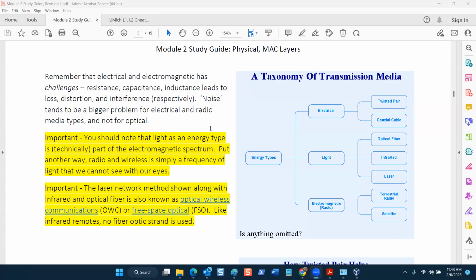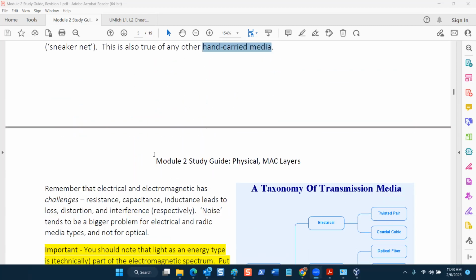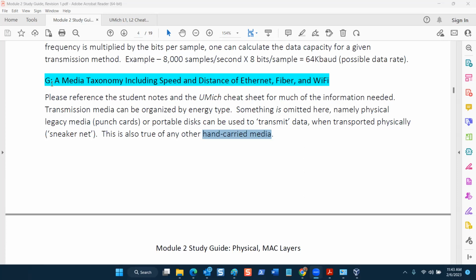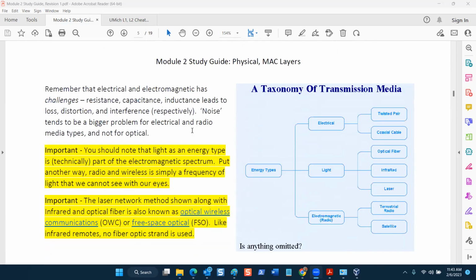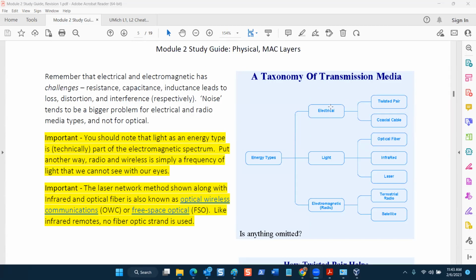So when we say taxonomy, and this is part of Student Learning Objective 6, a media taxonomy, including speed and distance, Ethernet, fiber, and Wi-Fi, right? This is a diagram that's in the student notes or instructor provided slides. A taxonomy is often referred to as a hierarchy. That's a $64,000 word that means we have a main category, then we have subcategories, and then we have sub-subcategories.